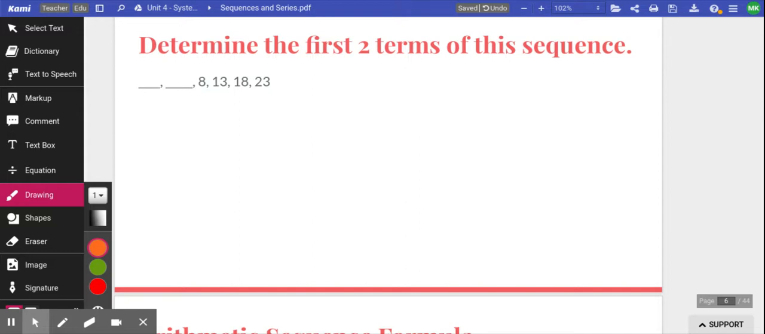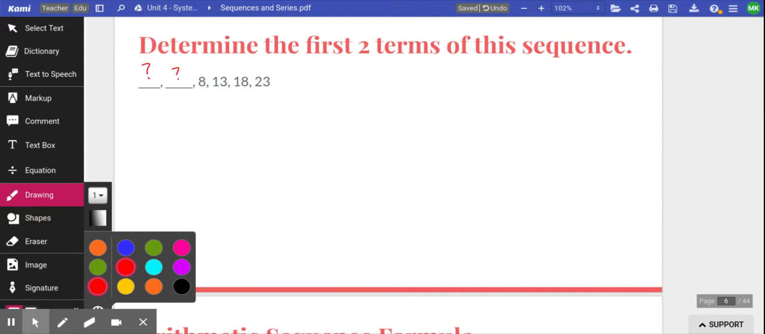Okay. This question, determine the first 2 terms of the sequence. So you're trying to figure out what would go in these 2 blanks. To be able to do that, you have to figure out what the common difference between these numbers is. So you're trying to figure out, how did I get from 8 to 13? You might be able to look at it and be like, oh, okay, you just added 5, and that's the way to do it. And if you look, you could actually add 5 to all of these, right? Because it's the same number that gets you from one to the other. It's all plus 5.